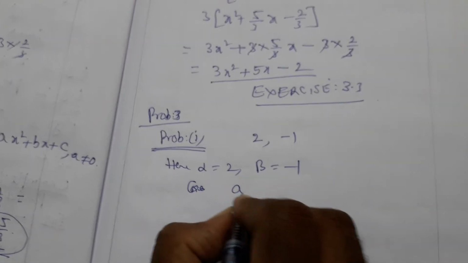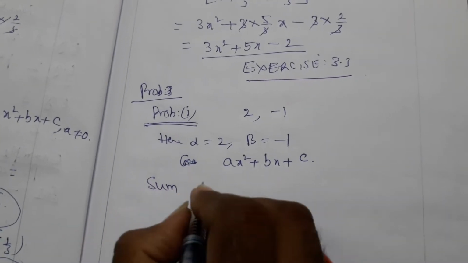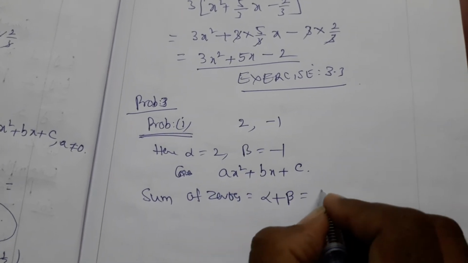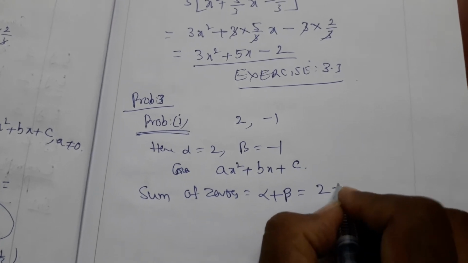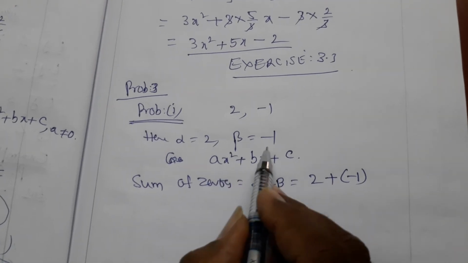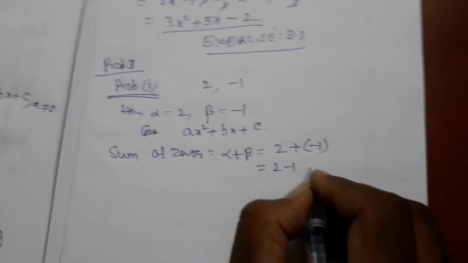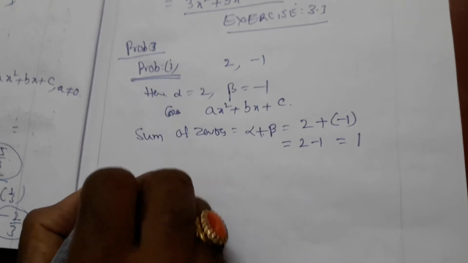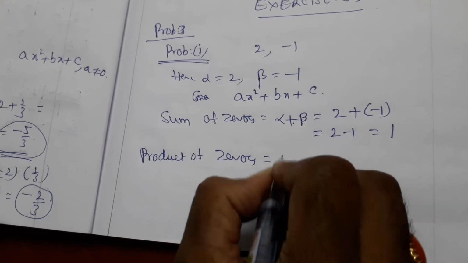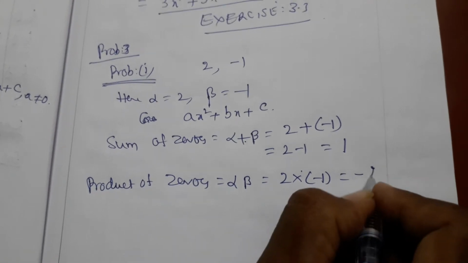The general form of a quadratic polynomial is ax square plus bx plus c. Sum of zeros equals alpha plus beta, that is equal to 2 plus minus 1. Actually the symbol is plus, but here beta is negative, that's why minus 1. That equals 2 minus 1, that equals 1. Product of zeros equals alpha into beta, that equals 2 into minus 1, that equals minus 2.